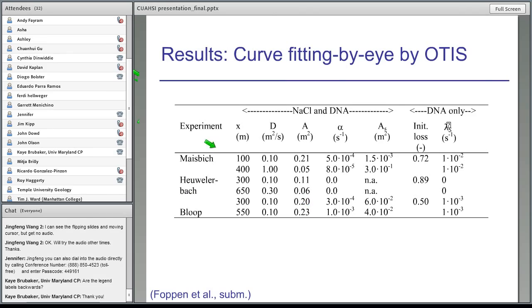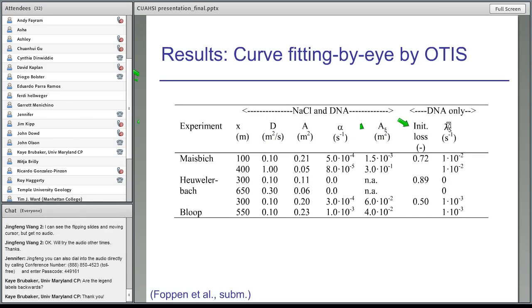Here we have, for our 3 experiments, a set of parameters: dispersion, cross-sectional area of the brook, the exchange coefficient with the storage zone, and the size of the storage zone. These are parameters that you typically can obtain with OTIS. They were the same for both sodium chloride and DNA breakthrough curves.